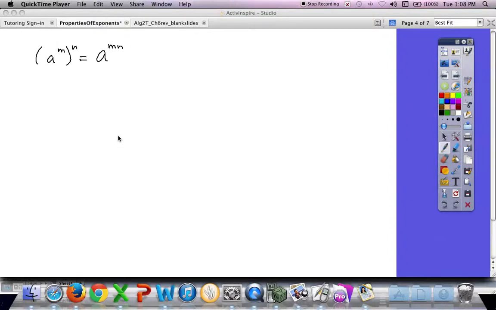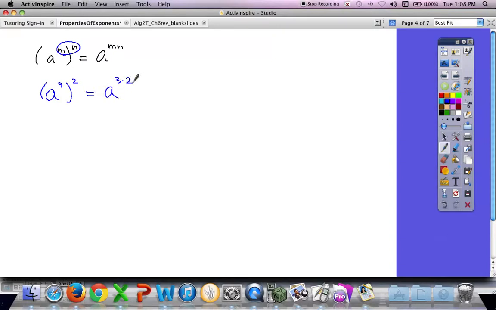Okay, here's another property, and it says that if I have something raised to a power, and in this case it's a raised to the m power, and then I raise that to another power, we'll call that n, then the way you simplify this raising a power to a power is that you multiply. For example, a to the third in parentheses squared. Using the property, that would be a to the 3 times 2, which is a to the 6.